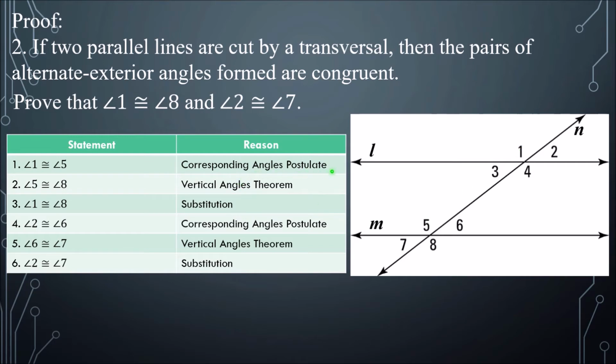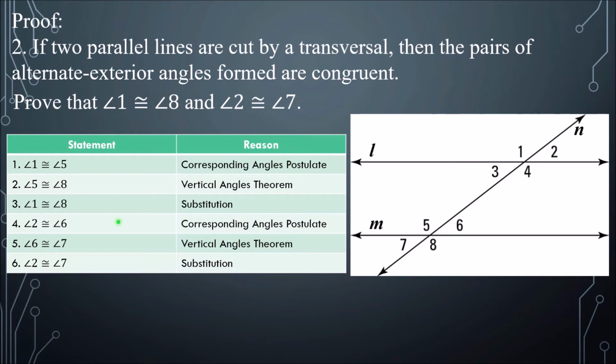Again, corresponding angles postulate. Angle 5 is congruent to angle 8. Vertical angles theorem. And then angle 1 is congruent to angle 8. Substitution. So we proved the first congruence. Next, angle 2 is congruent to angle 7.